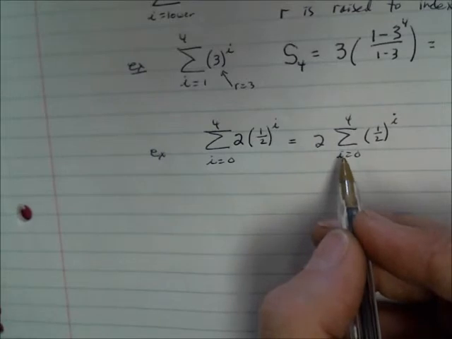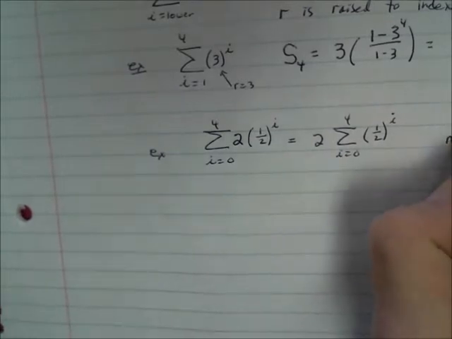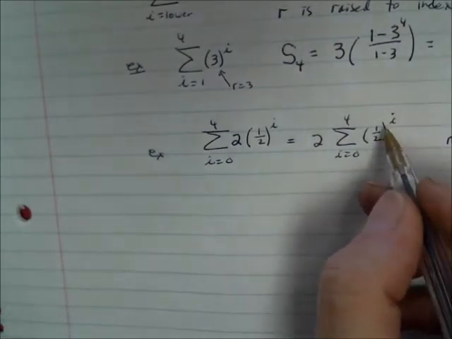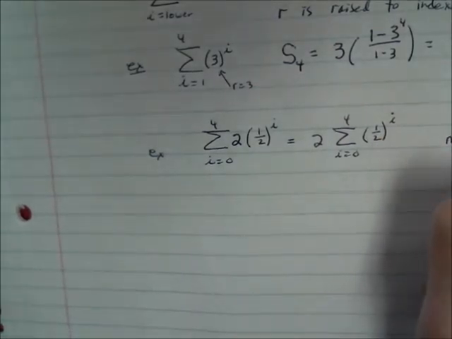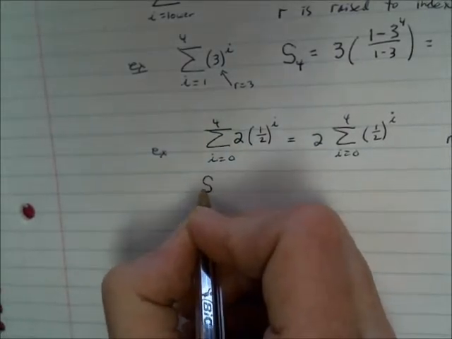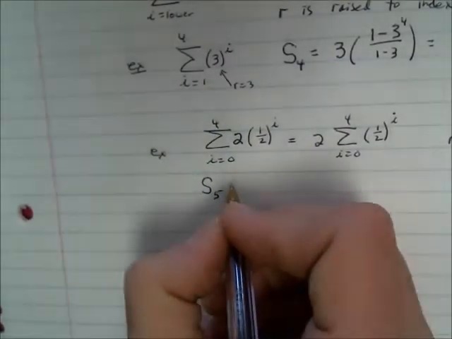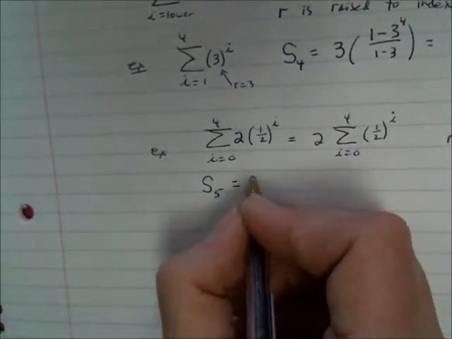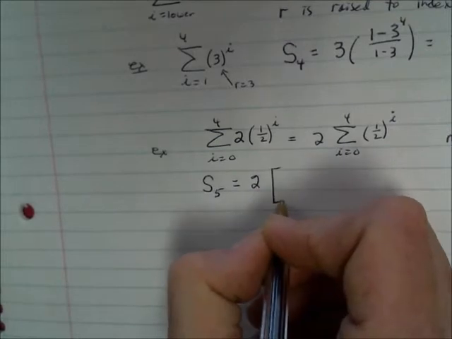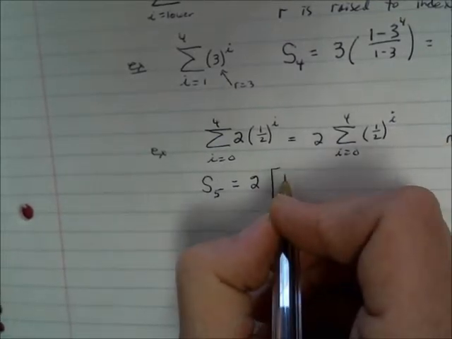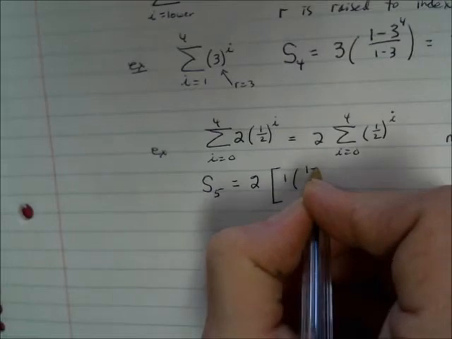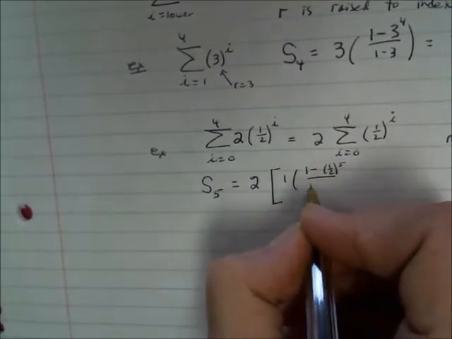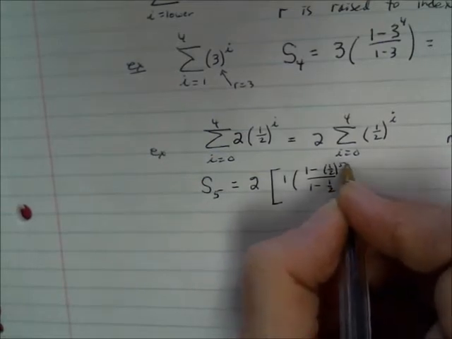This time n is equal to 5. We have 5 terms. And the first term, A1, is equal to 1/2 to the 0, which is 1. So the first term is 1. So the sum of the first 5 terms of this series is equal to, and we can't forget our 2 on the front, 2 times A1, which is 1, times 1 minus R to the n, 1/2 to the 5th, all over 1 minus 1/2.